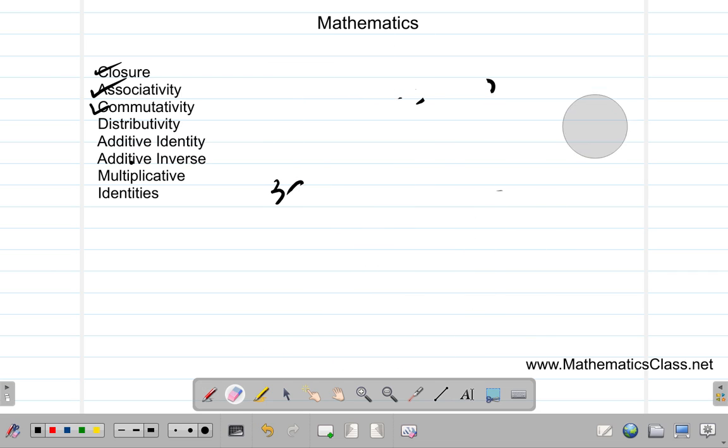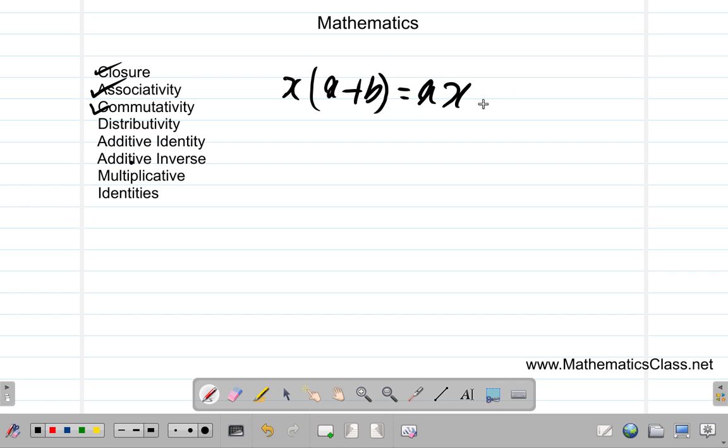We can try a different thing now: distributivity. Now, this distributivity business here. Have something like this. If you have x multiplied by a plus b, what you could have is x times a, that's ax, plus x times b, that's bx. You see? So you distribute the answer.